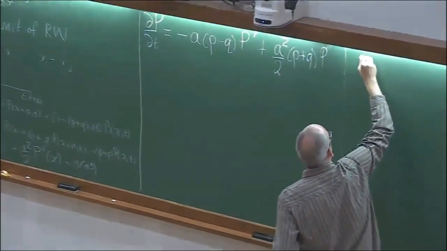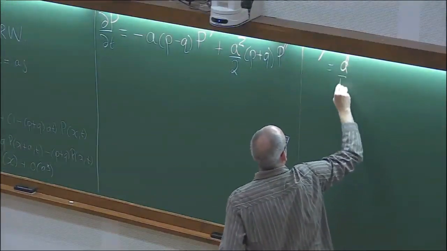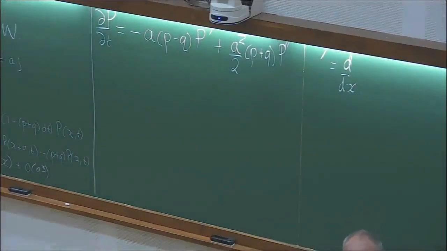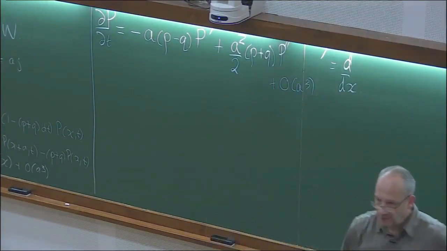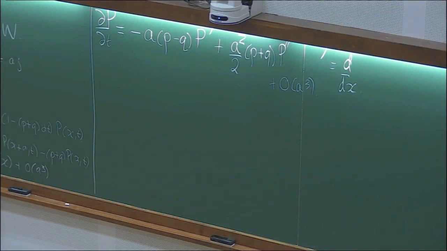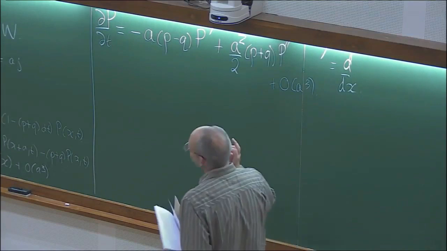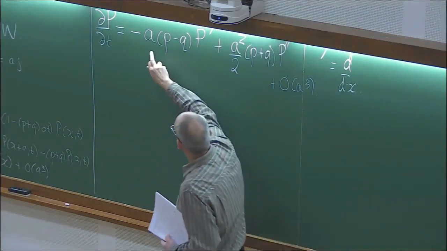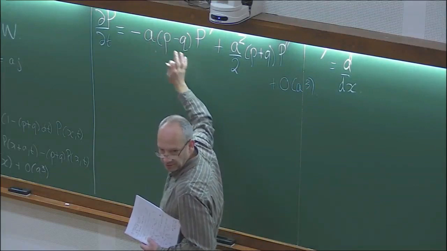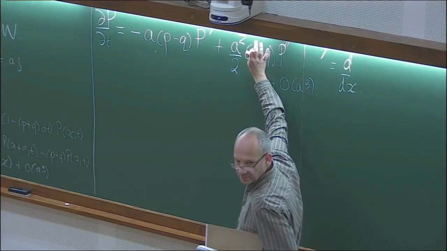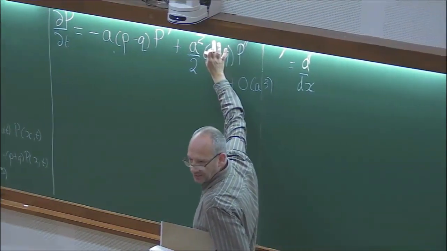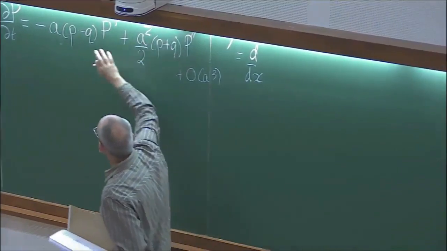And just to remind you that the dash is equal to d by dx. I'm just using the usual shorthand. And then, of course, I should just note that the next terms are order A cubed. So what I want to do now is to take the limit A goes to 0. Your first thought is that, when A goes to 0, this is going to be the largest term, and so you would think, yeah, I can just ignore this term. But let's see what happens if you do that, because actually it's not the right thing to do.